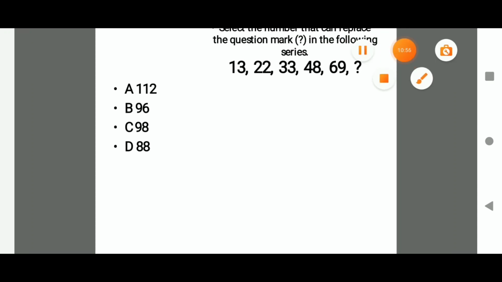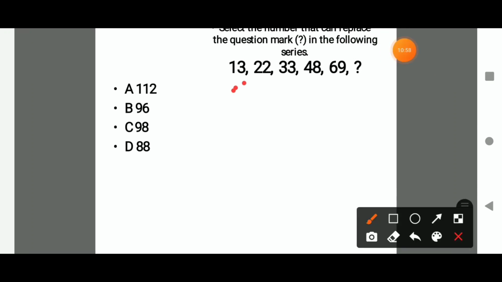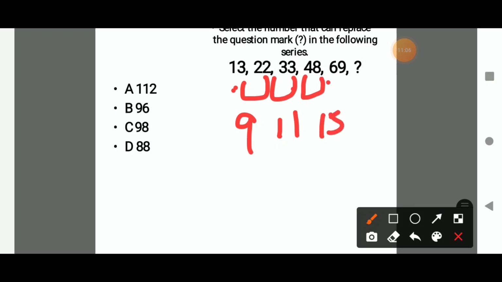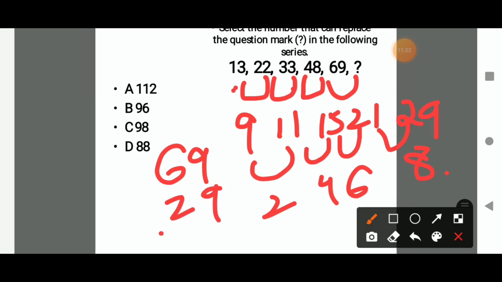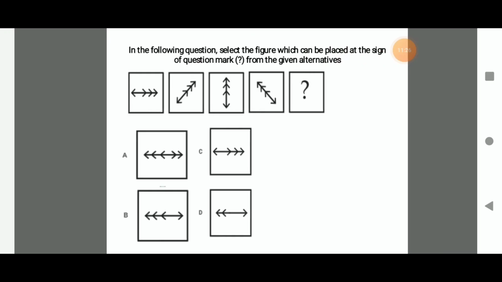So completion of this series. 13 minus 22 is 9. This is 11. This is 15. This is 21. So here 2 is added, here 4 is added, here 6 is added. So next 8 is added. 21 plus 8 is 29. So 69 plus 29, 98. So option C will be the correct answer to this question.